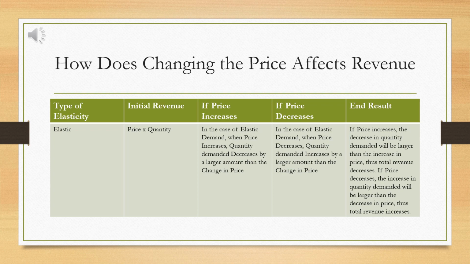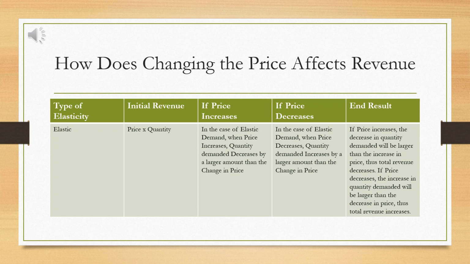When price decreases, quantity demanded increases by a larger amount than the change in price. Therefore, if price increases, the decrease in quantity demanded will be larger than the increase in price. Thus, total revenue decreases. If price decreases, the increase in quantity demanded will be larger than the decrease in price.